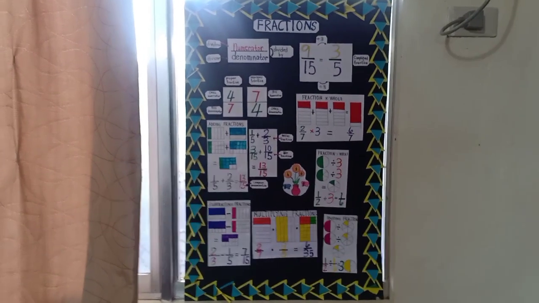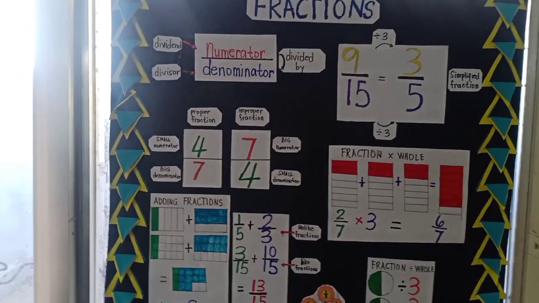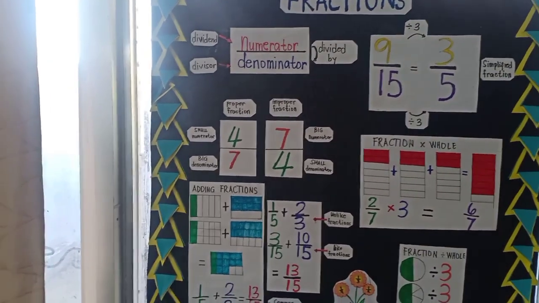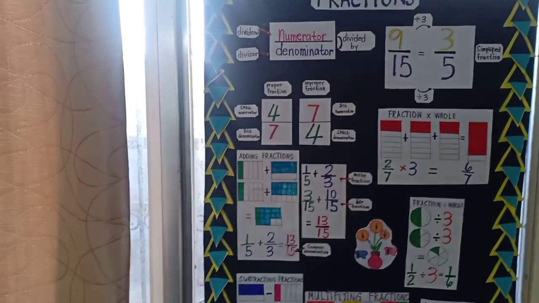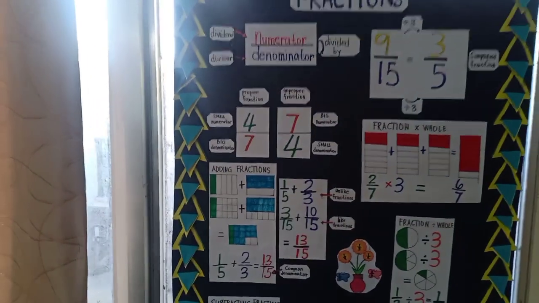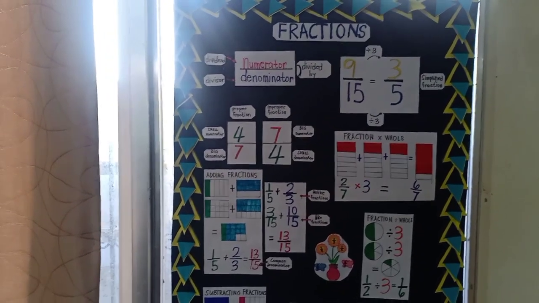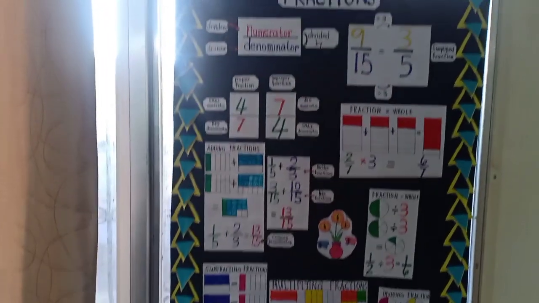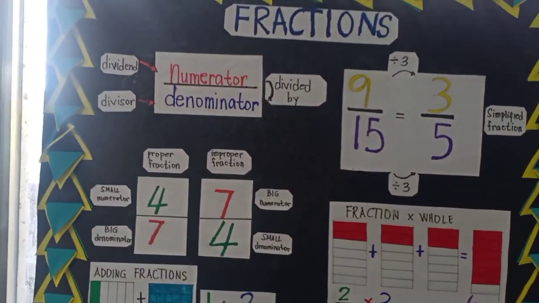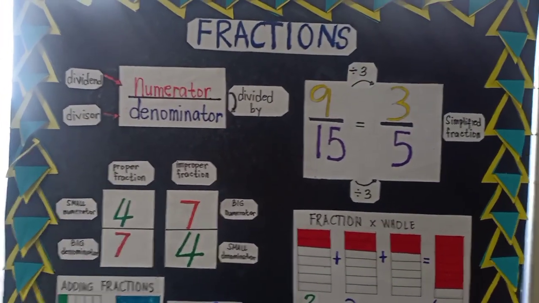Since we're done with my wall display about fractions, now let's find out what is a fraction. A fraction is a part of a whole. In arithmetic, the number is expressed as a quotient in which the numerator is divided by the denominator. In a simple fraction, both are integers. A complex fraction has a fraction in the numerator or denominator. So, as you can see here in my example, the numerator is the dividend and the denominator is the divisor. So, it can be divided by.